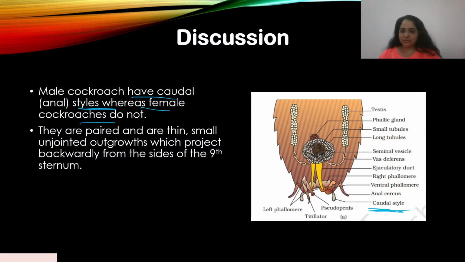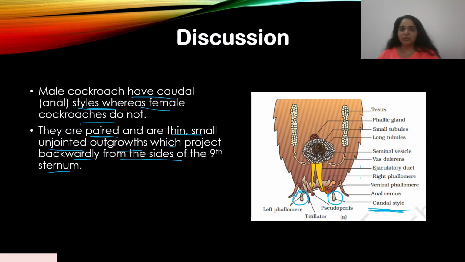So here you have caudal style. Okay, so this is a structure of the male cockroach. Over here obviously you can see all the reproductive organs, which we're not going to go into detail here. So they are paired, of course. We can see a pair over here, and they are thin, small, unjointed outgrowths which project backwardly from the sides of the 9th sternum.